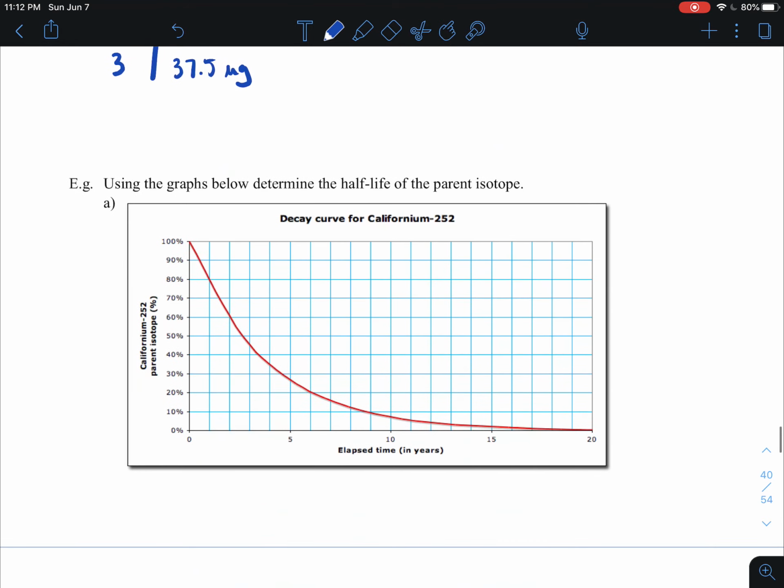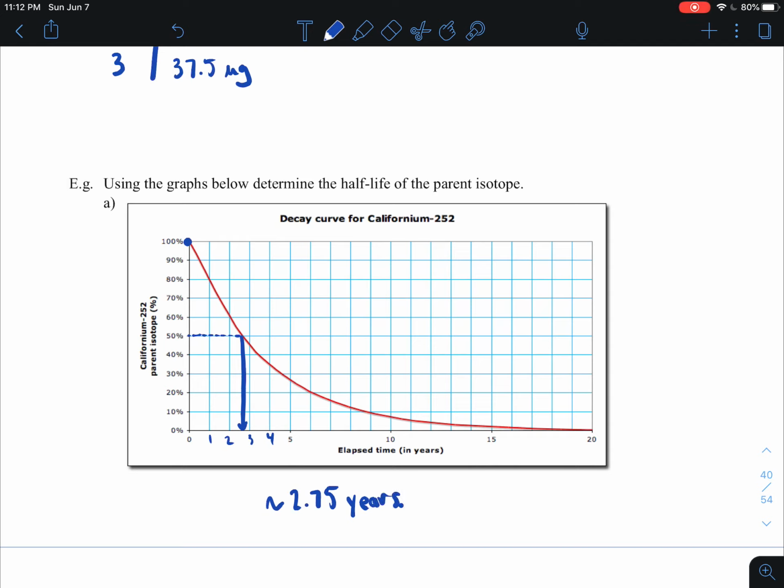All right, so how can we use a graph to determine this as well? So remember we said, well, 100 is our starting amount. So I want to find the point where we're sitting at 50. So 50, which means half of the material is now gone. So if you go down here, we're going to see approximately what number this refers to. So if this is 1, 2, 3, 4, we're looking at approximately, I don't know, 2.75, 2.8, somewhere in that. And that's going to be years.